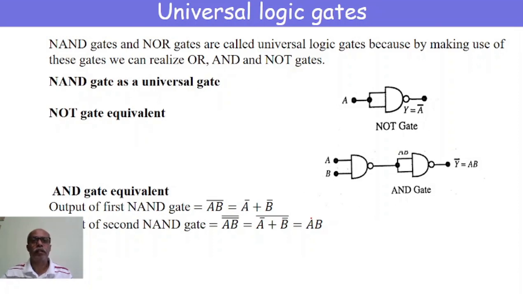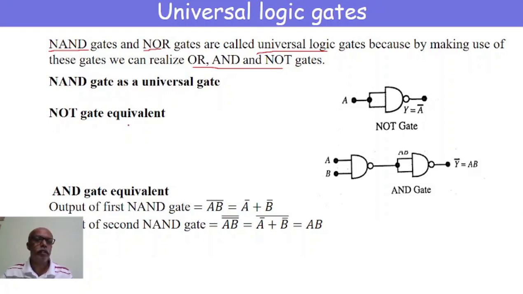We are now discussing the universal logic gates. We have two gates, the NAND gate and the NOR gate. These two gates are called the universal logic gates because by making use of these gates we can realize the OR gate, AND gate and NOT gates. Let us see one by one how we can realize OR, AND and NOT by making use of these two universal gates.